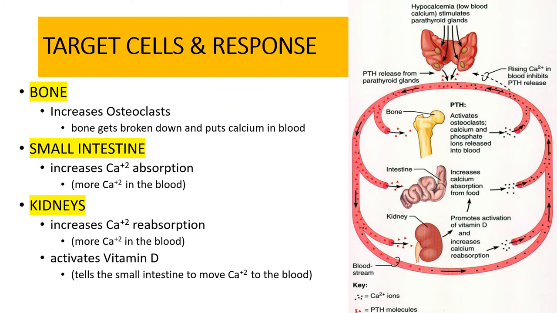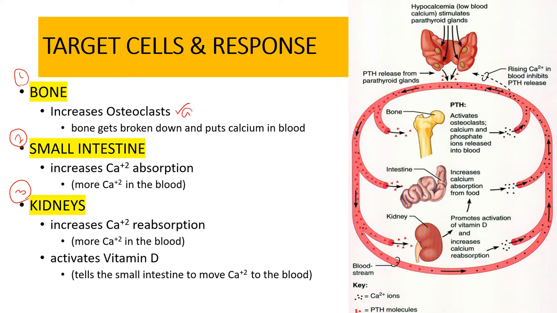Now, what are the target cells and what's the response of these target cells when parathyroid hormone is present? Well, you've got 3 main targets for parathyroid hormone: bone, the small intestine, and the kidneys. This should sound really familiar because we mentioned this with calcitonin. If you've already seen the calcitonin video, you're like, dang, those are the same places. They are the same places, and it's pretty much the opposite of what calcitonin does. So bone: when parathyroid hormone is present, it increases osteoclast activity.